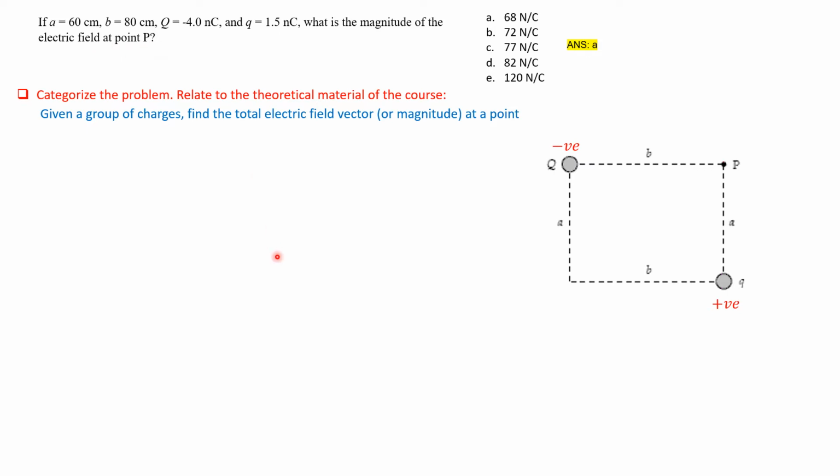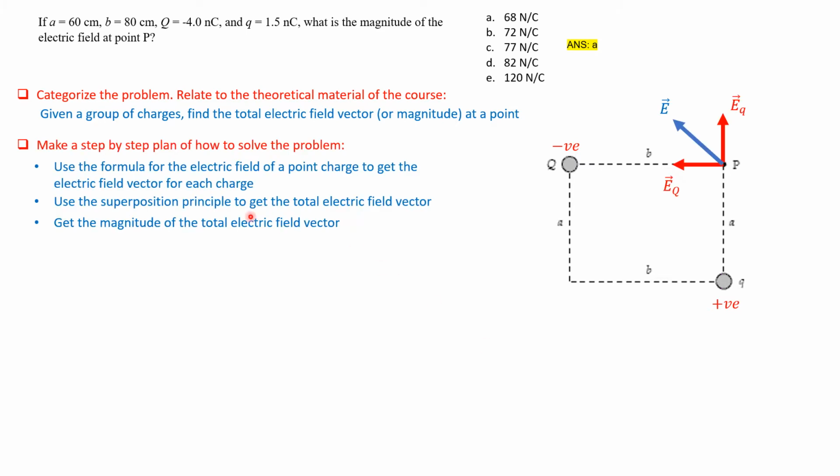So basically, it's related to the part in the course where you're given a group of charges, and you want to find the total electric field vector, or in this case, the magnitude at a particular point. This is the big characterization of the problem, what the problem is dealing with. So this is the important thing.